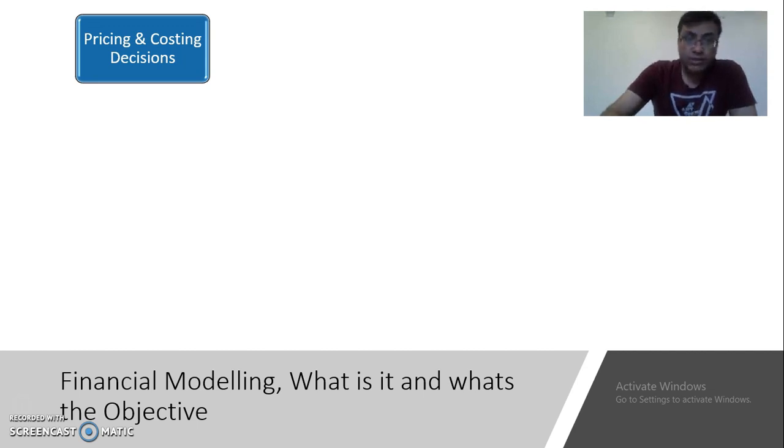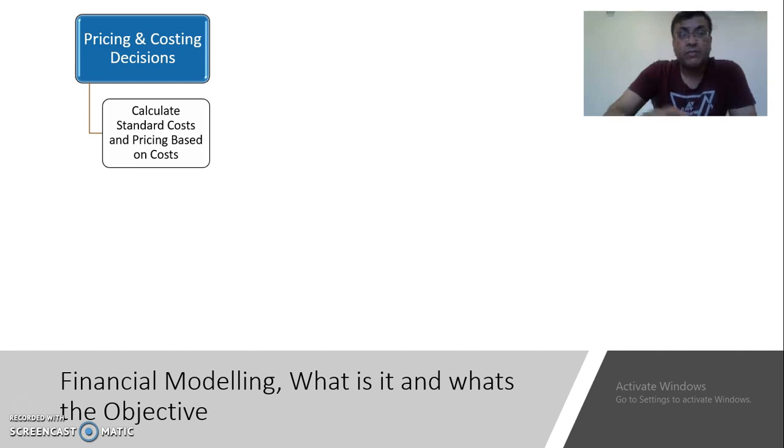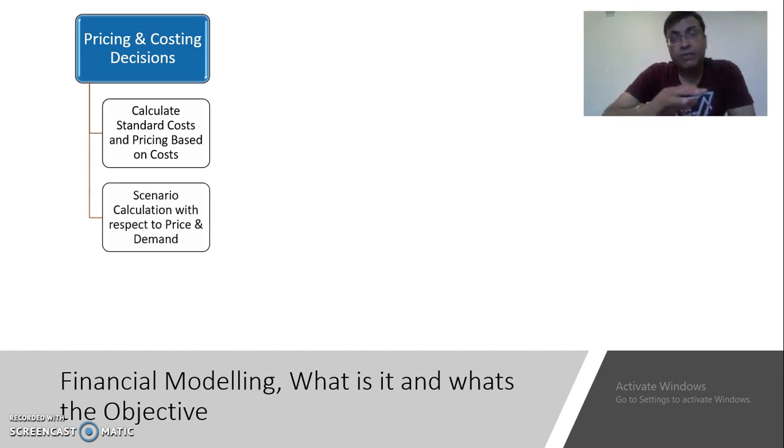So in the pricing and costing decisions, we want to set the prices for our products. We want to calculate the standard cost, how we calculate the standard cost, how we do the pricing for our products. We do the scenario planning: okay, if we are setting this price and this percentage cost, how much will it affect the demand, how much will it affect the profitability of the company? If the price is set at a certain level, what is the break-even point, how much money we have, how much margin we still have for negotiations. So all those kinds of decisions are taken under this category and are achieved through financial modeling.